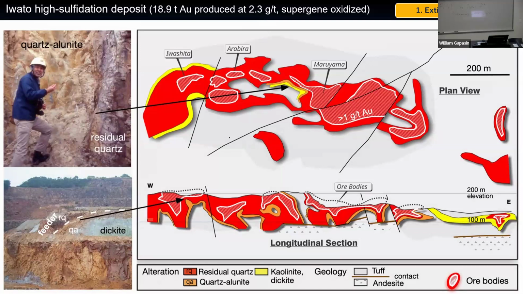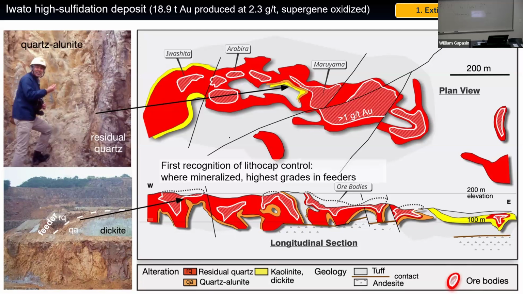Feeder zone here. And that's the point of this cross section. This looks like a single silicic body with various gold bodies greater than 1 gram gold. But when we look at it in cross section, we see the andesite host, there are structures that are controlling the residual quartz, the quartz alunite halos. But when those fluids descended into the unwelded tuff, they mushroomed out. And this was the first recognition by Professor Steven in 1981 of a lithology control, i.e. lithocap control on the alteration.